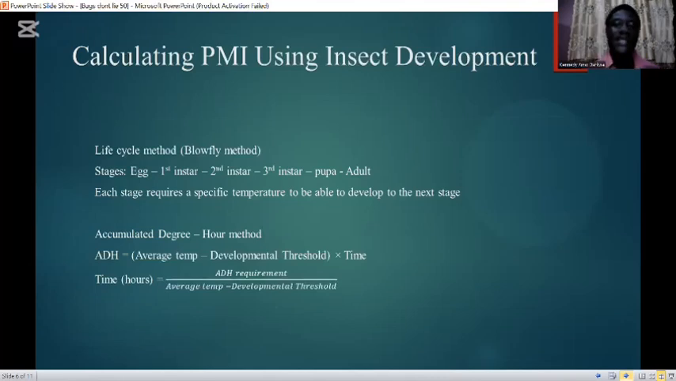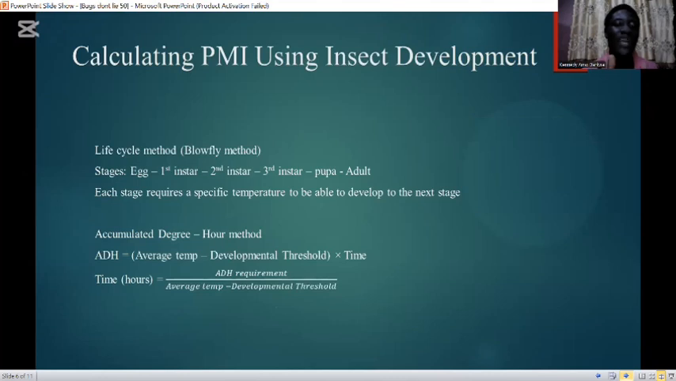Calculating PMI using insect development. In this part, we have 2 ways of calculating the PMI. We have the life cycle method, where you use the life cycle of the insect, and then you can use the accumulated degree hour method. The life cycle method focuses on the developmental stages. Each stage requires a specific temperature to be able to develop to the next stage.